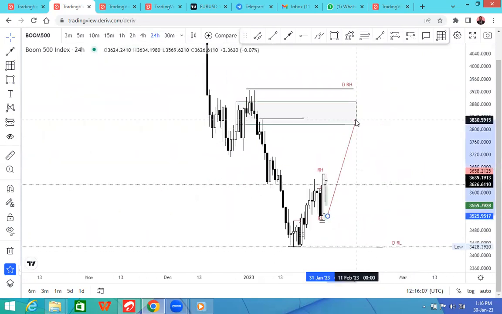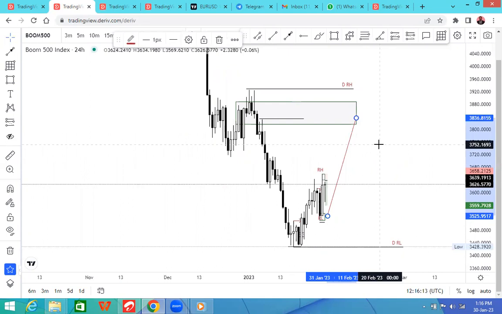Because I understand ranges. First, I understand structure. Second, I understand ranges. So I can begin to play within the range. Take a buy, take a sell, take a buy, take a sell, just like that within the range. This comes down to what I've always said. You can make profit from one asset.